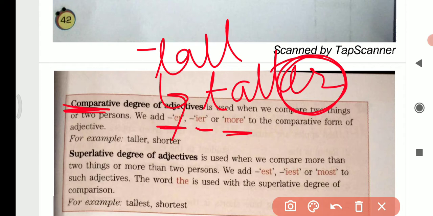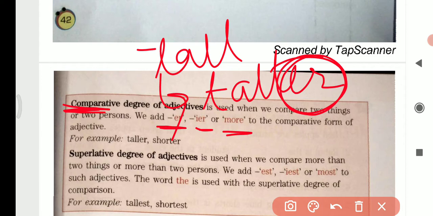Next we have superlative degree. Now this is the biggest degree. So superlative degree is used when we compare more than two things or more than two persons. जब हम लोग दो से ज़्यादा चीज़ों या दो से ज़्यादा persons को compare करते हैं, then we use superlative degree. Superlative means सबसे ऊंचा वाला, सबसे high वाला.